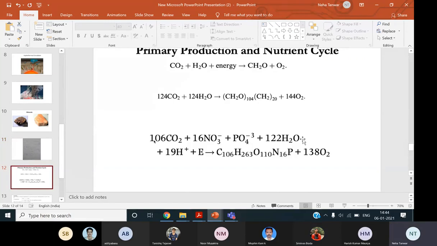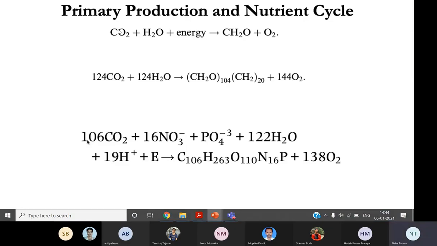This is primary production. Photosynthesis: CO2 plus H2O plus energy gives rise to glucose plus oxygen. In more detail, let's talk about photosynthesis in the marine environment. This is the complete equation of photosynthesis. So what are the reactants here? CO2, nitrate, phosphate, water, and energy. And this is the final product of photosynthesis, the organic part, and this is oxygen.